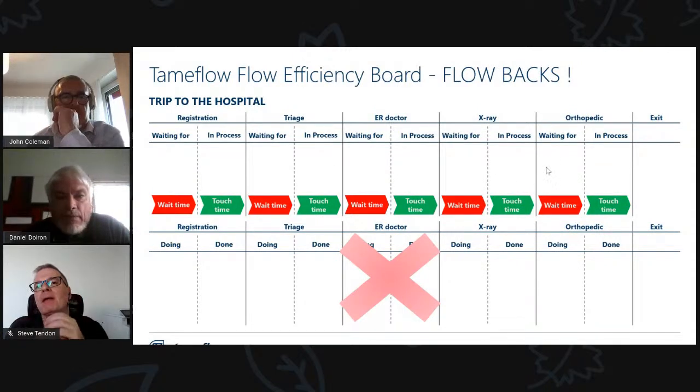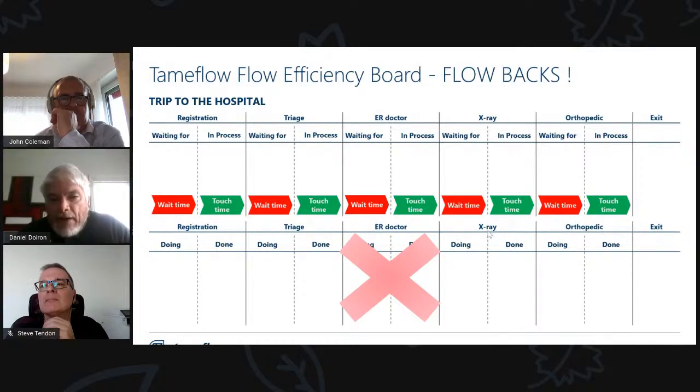And flowbacks. Let's say that I'm here with my X-ray, and I want to flow back. Well, I can go back to the ER doctor in the waiting room, or to triage in the waiting room, or whatever. It's pretty easy to do. But in a traditional Kanban board, where do I go? I'm in orthopedics, in the doing state. Do I go to the X-ray done stage? No, I'm not done, obviously, since I'm in orthopedics.